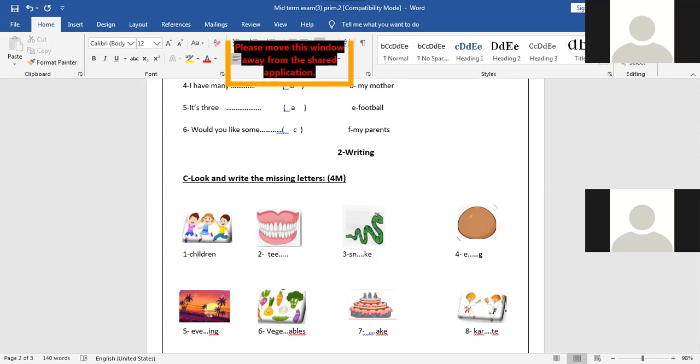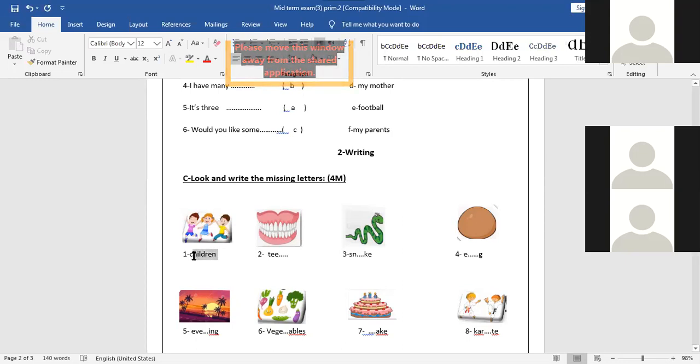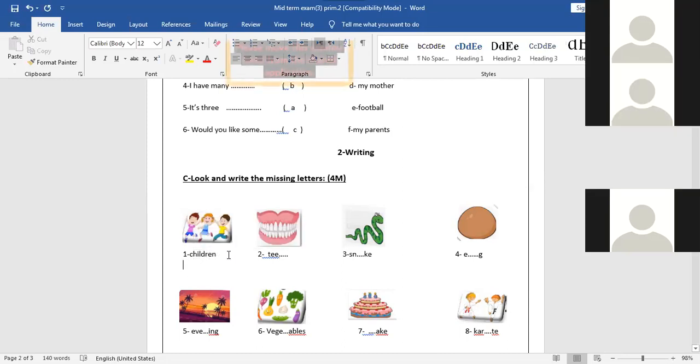So read it for me. Read the word. Children. No, just read the word number one. CH. Yes, read the whole word. Children. Yes, thank you. Okay. Let's see another one.